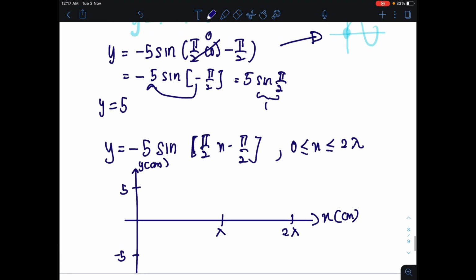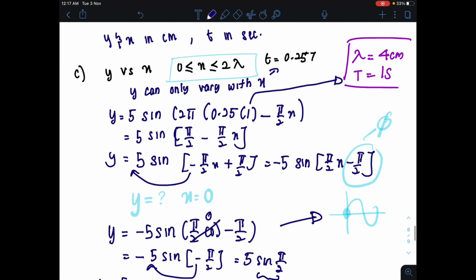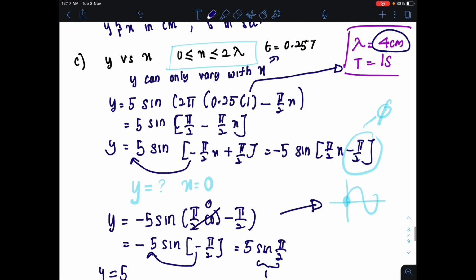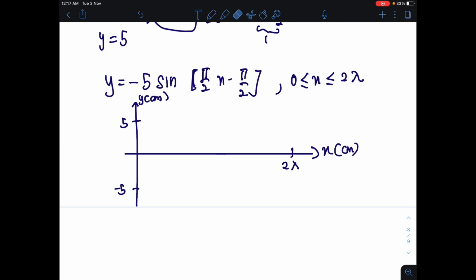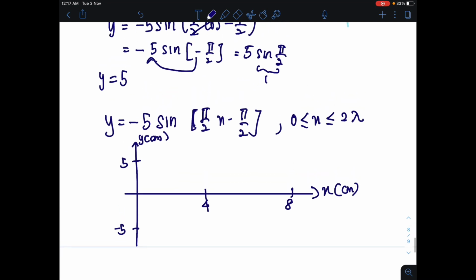Okay, so sekarang kita nak start sketching. So, lambda kita sebenarnya ada nilai, iaitu ambil daripada soalan 1 yang awak cari, iaitu 4 cm. So, what I'm going to do here is, saya akan masukkan 4 tu. Saya akan dapat ini 4 cm, ini jadi 8 cm. So, now to sketch, my graph has changed shape daripada sine sebab presence of the phi sini. Saya tahu bila x is equals to 0, my y is equals to 5. So, saya akan start graph saya dari sini.